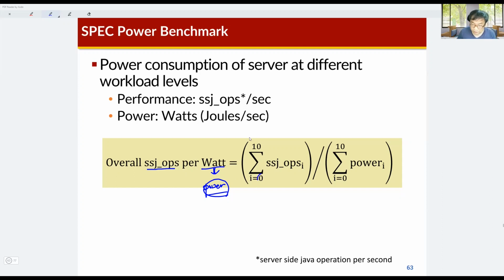And as you can see, in this equation, you can find the... oops, what happened?